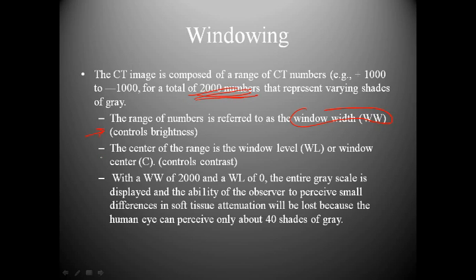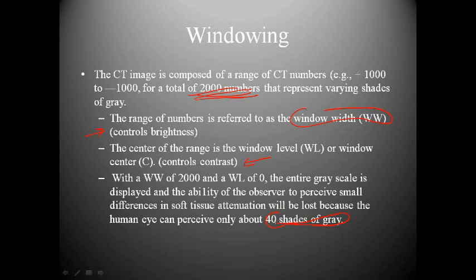The center of the range is the window level, or window center, and it controls contrast. With a window width of 2000 and the window level of 0, the entire grayscale is displayed, and the ability of the observer to perceive small differences in soft tissue attenuation will be lost because the human eye can only perceive about 40 shades of gray.